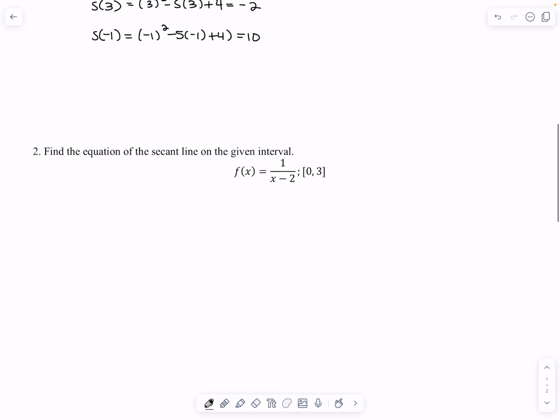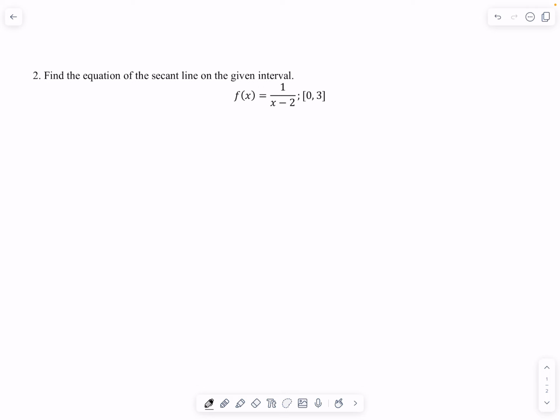Let's move on to number 2. For this one, we're asked to go a little bit farther with the directions, asking us to find the equation of the secant line. So again, the secant line would be the line that goes through these 2 points that are formed from this interval on this given function. So we're going to start out the same, because the slope of the secant line is the average rate of change over the given interval.